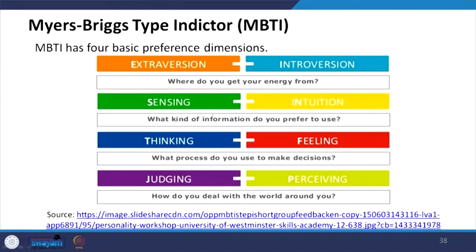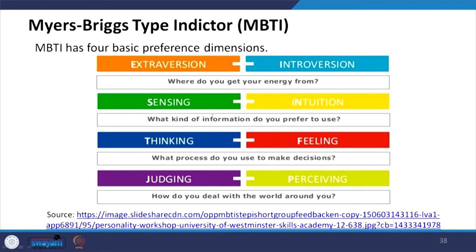Sensing and intuition: what kind of information do you prefer to use? Thinking and feeling: what process do you use to make decisions? And judging or perceiving: how do you deal with the world around you?